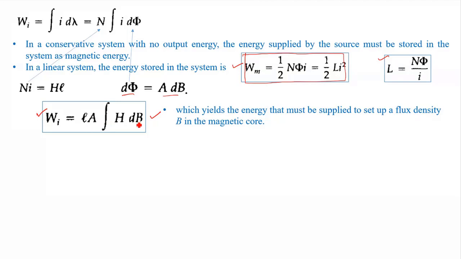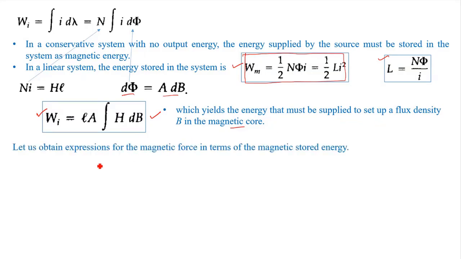So this is the expression which yields the energy that must be supplied to set up a flux density B in the magnetic core. So this is the energy required to set up a flux density B in the magnetic core. Now let us obtain the expression for the magnetic force in terms of the magnetic stored energy.